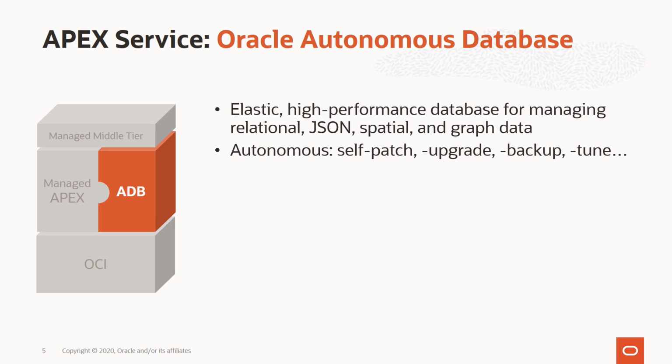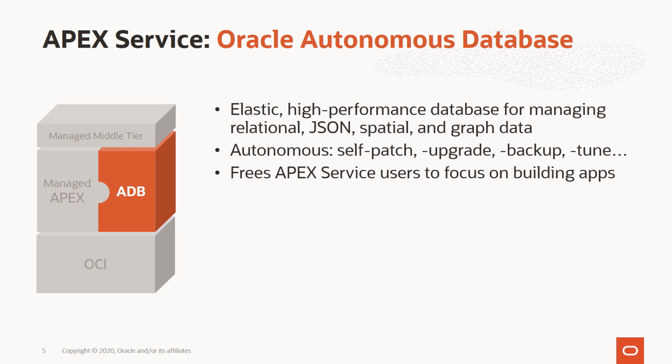ADB is the first and only automated database that will self-patch, upgrade, backup, troubleshoot with tuning, and more. This avoids countless hours of manual effort. With respect to Apex Service, there is very little that low-code developers need to do here. As the name suggests, the database is taken care of for you, so you can focus on building apps.